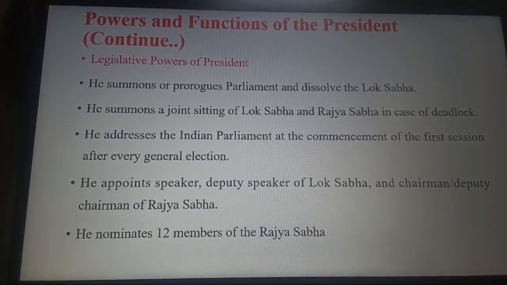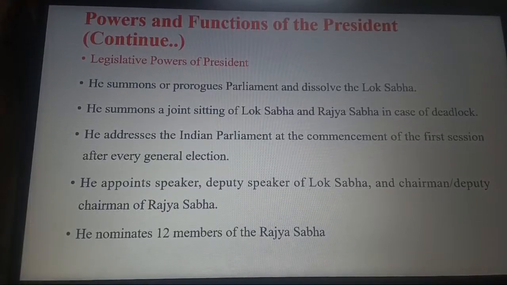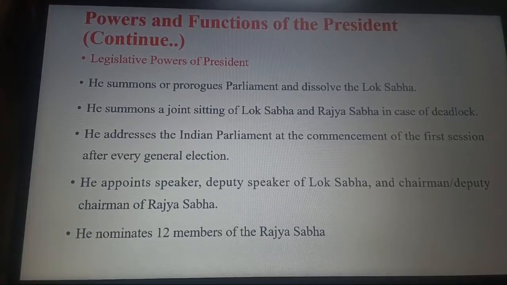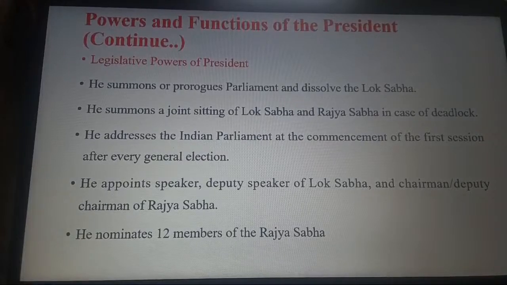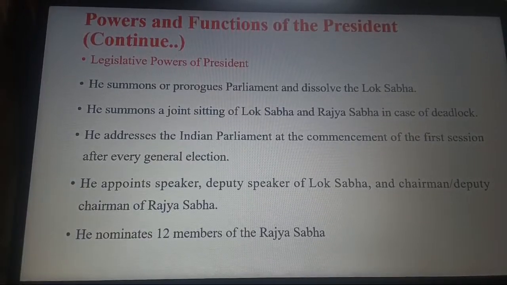Legislative powers of the President. He summons or prorogues Parliament and dissolves the Lok Sabha. He summons a joint sitting of Lok Sabha and Rajya Sabha in case of deadlock. He addresses the Indian Parliament at the commencement of the first session after every general election. He appoints the Speaker, Deputy Speaker of Lok Sabha, and Chairman, Deputy Chairman of Rajya Sabha. He nominates 12 members of the Rajya Sabha.